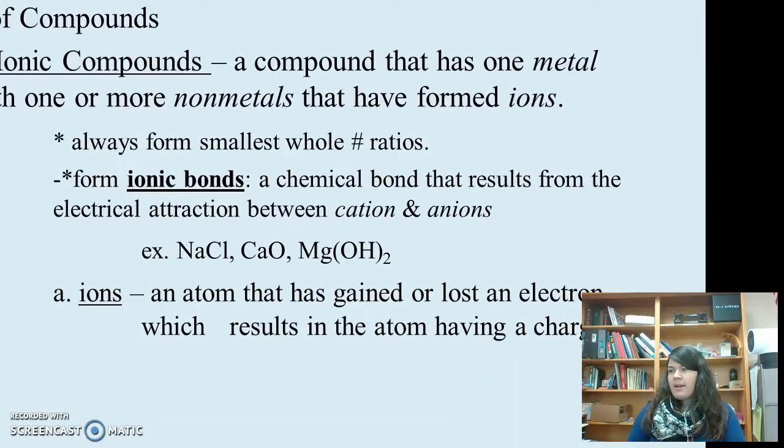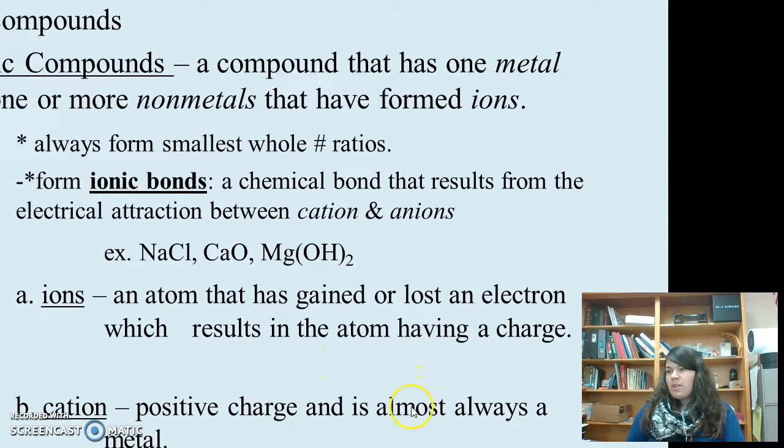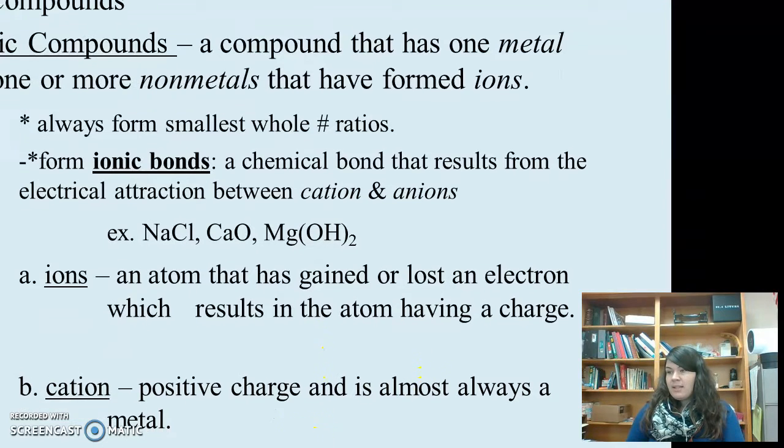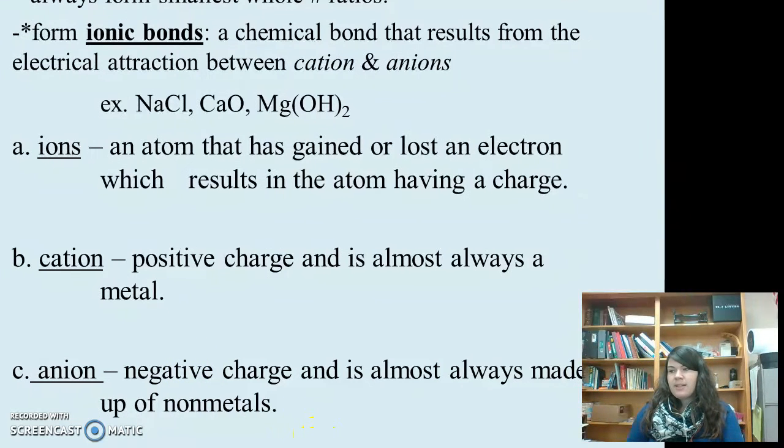Ions. Again, ions are elements that have lost or gained electrons. Basically, they got a charge. So if you lose an electron, you get a positive charge. You gain an electron, you get a negative charge. And we have two types of ions. We have cations, which have positive charges, and they're almost always metals, while our anions are negatively charged, and they're almost always nonmetals. That's not a blanket rule, but usually they're almost always non-metals.